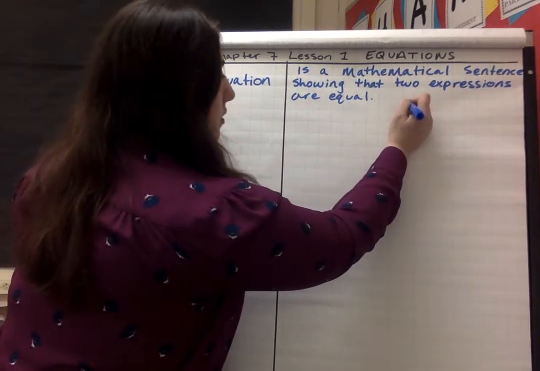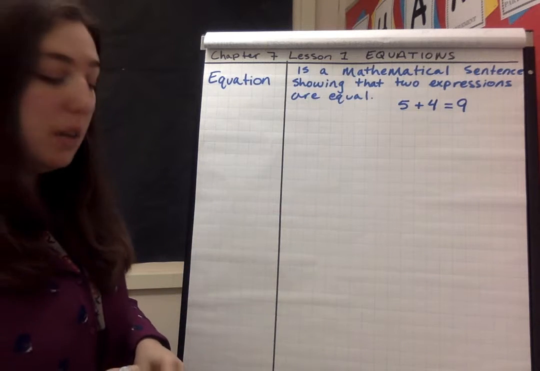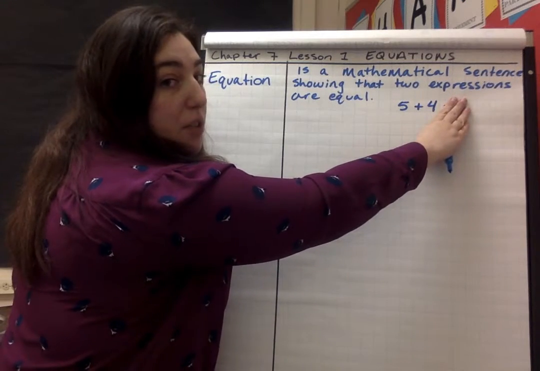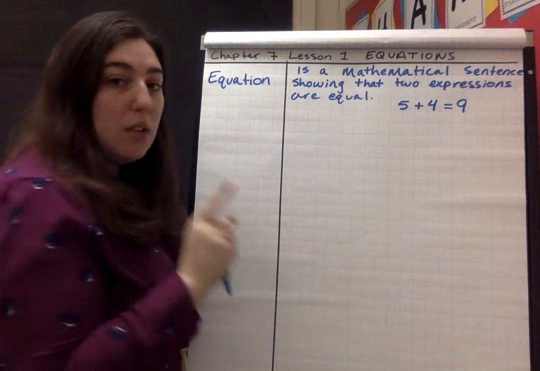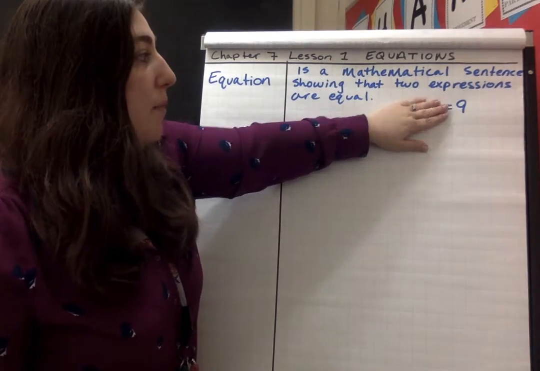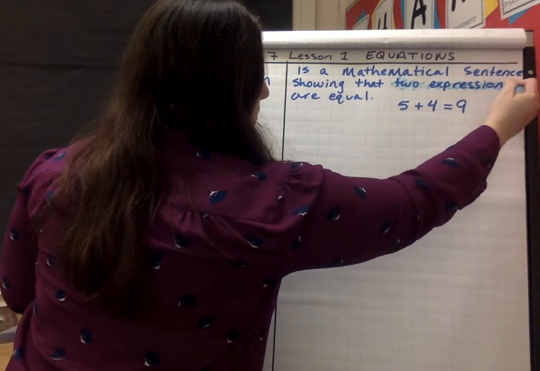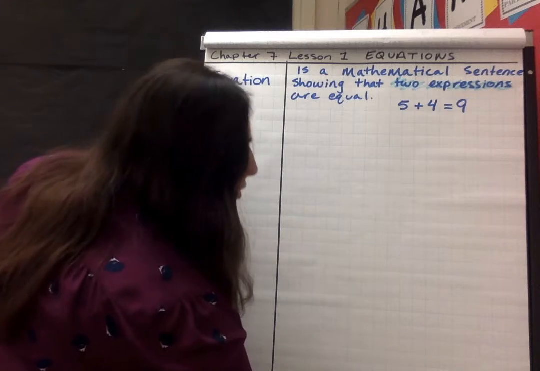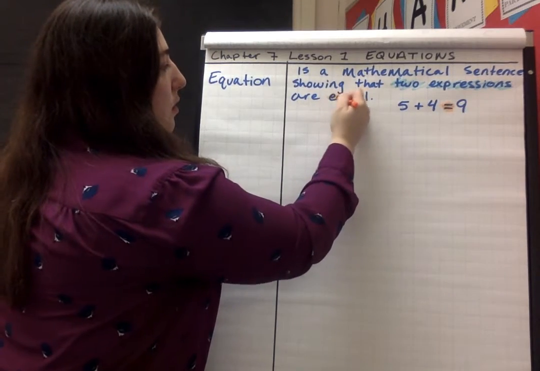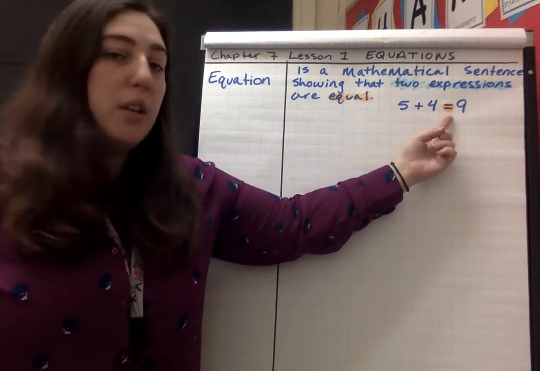Here's an example of that. 5 plus 4 equals 9. This is a pretty simple equation. If we cover up the 9, we see one expression: 5 plus 4. That's one expression. If we cover up the 5 plus 4, we see a 9. That's another expression. So right there we have our two expressions. And then we also see an equal sign. So we know that an equation has an equal sign, showing that two expressions, this is one expression, this is another expression, are equal.